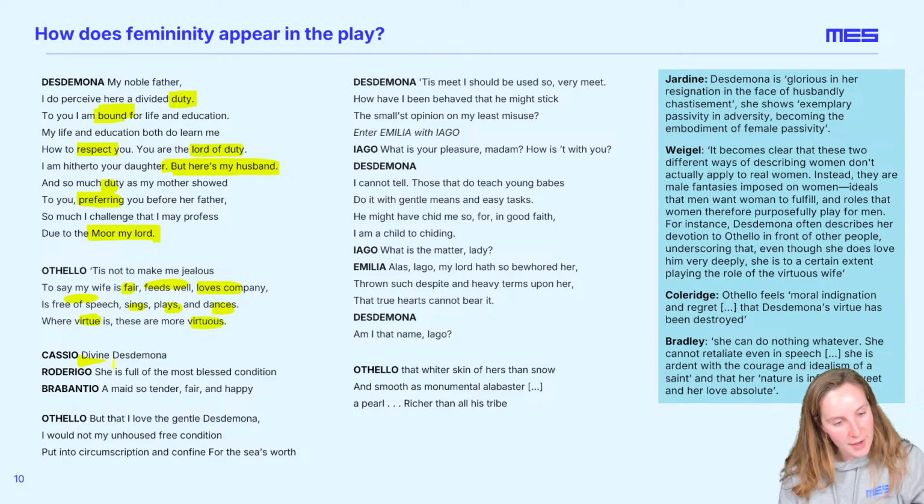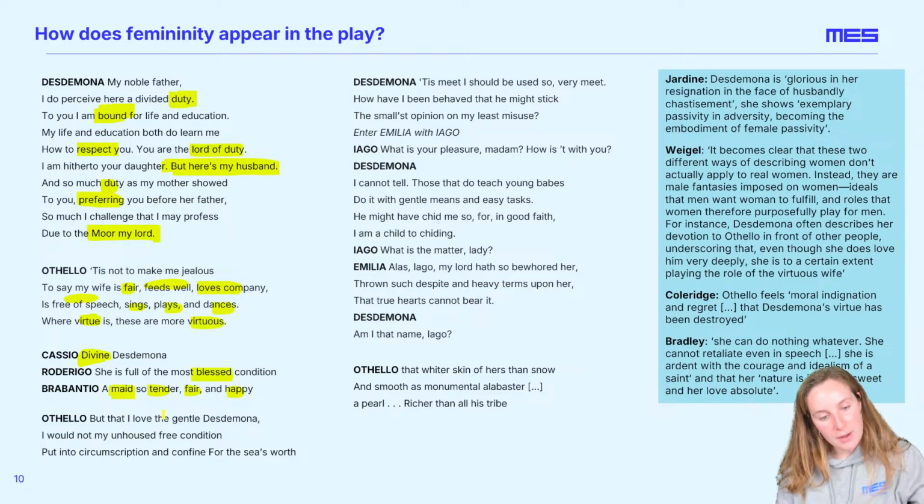Cassio says, divine Desdemona. This epithet then speaks to her as this deified creature. Rodrigo says she's full of the most blessed condition. And Brabantio describes her as a maid so tender, fair, and happy. And all of these link her divinity and her idealization to her virginity and link her to this role as the Virgin Mary, for example.